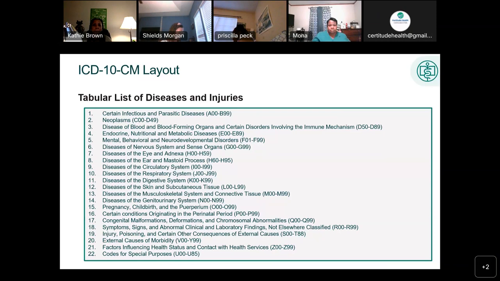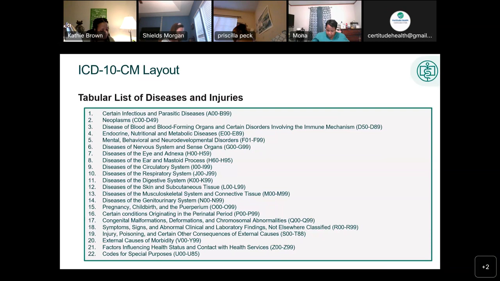All right, so everybody good? Let me make sure everybody got that. Does everybody understand how or why that R10.13 is the correct answer? And you don't have to go to the tabular list, right? You don't, because there's nothing else to look for.